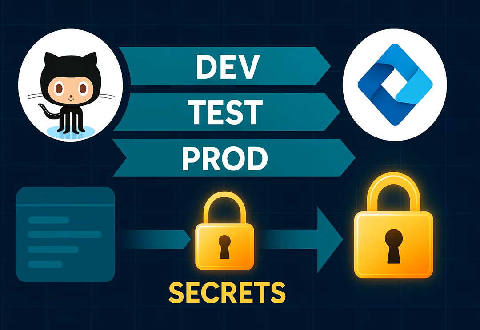GitHub Actions can tie this process together, but only if each job knows which environment to target and which secrets to use. I've seen teams try to shortcut this by using a single set of credentials across dev and prod, which is a recipe for chaos, data leaks, permission errors, and broken features that only show up in one environment.